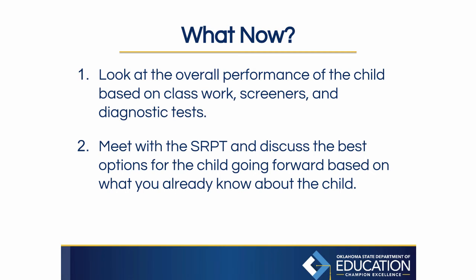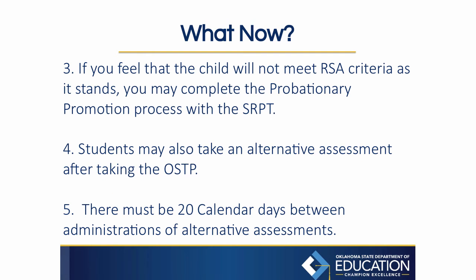What would you want to do? Would you want to probationary promote? Do you feel like the best course of action is to hold that child back? Discuss what options you have. If you're not sure and you want to take another measure, you can have the students take the alternative assessment only after they have taken the OSTP. Remember that you have to wait 20 calendar days between administering alternative assessments.